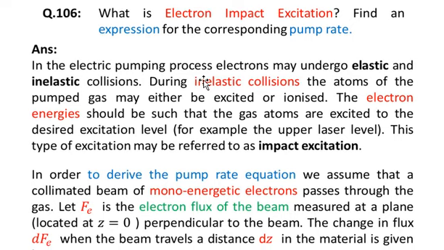In the electric pumping process, electrons may undergo elastic and inelastic collisions. During inelastic collisions, the atoms of the pumped gas may either be excited or ionized. The electron energies should be such that the gas atoms are excited to the desired excitation level, for example, the upper laser level. This type of excitation may be referred to as the impact excitation.